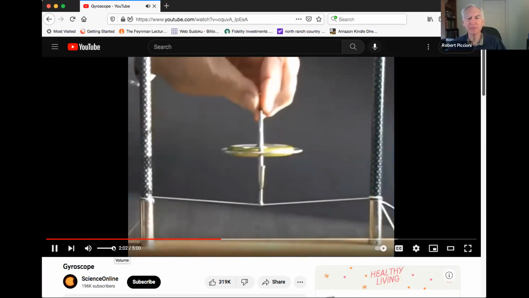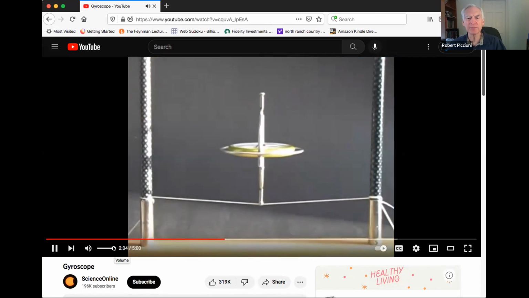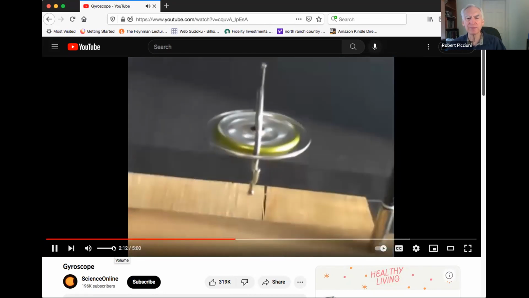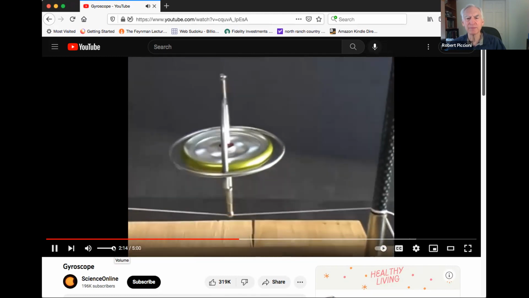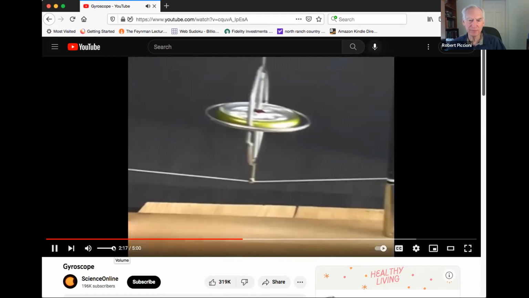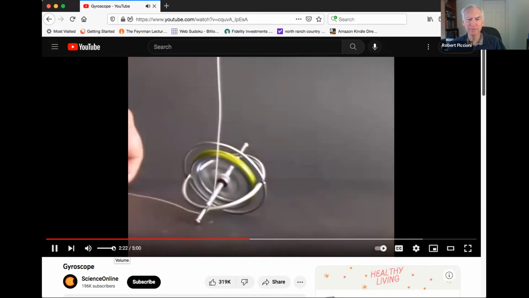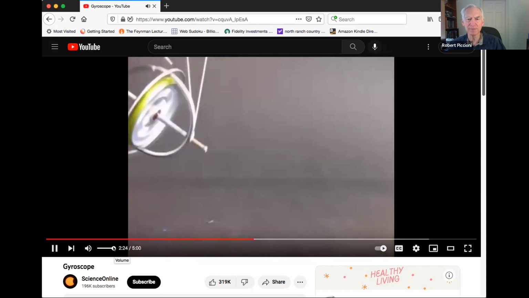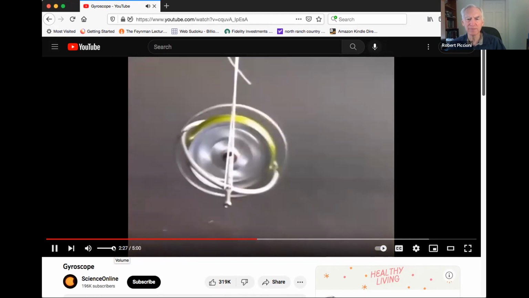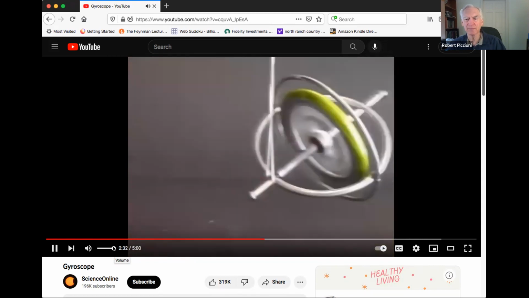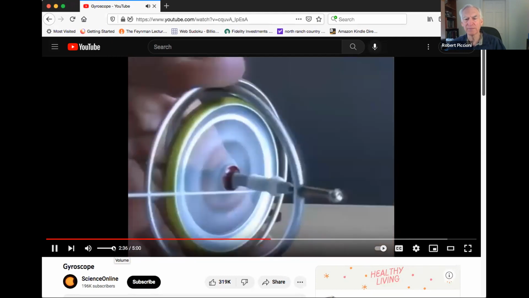A spinning gyroscope will balance on a string. You can even lift the gyroscope with a string looped around one end. This interesting behavior is difficult to explain.